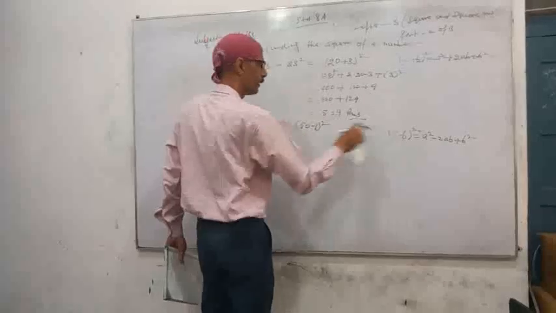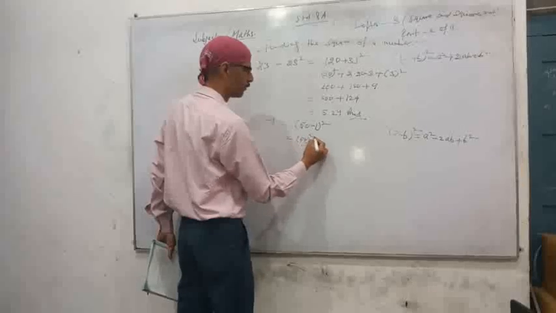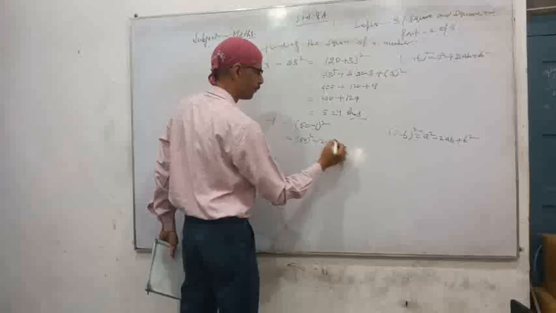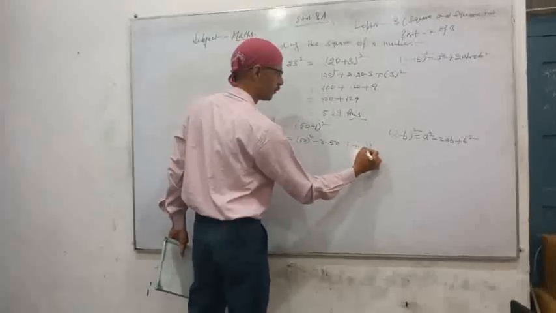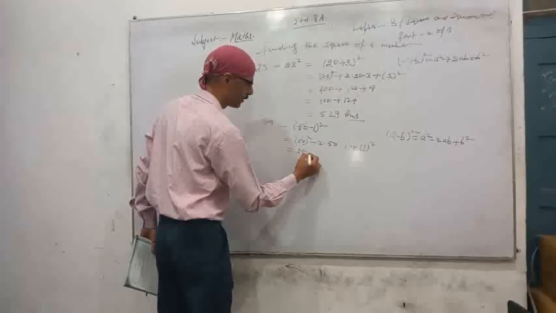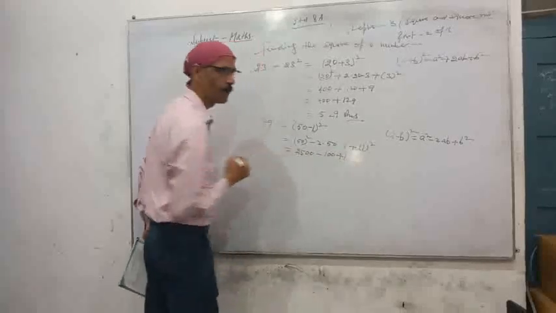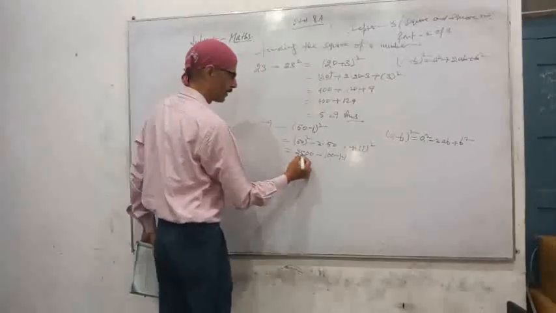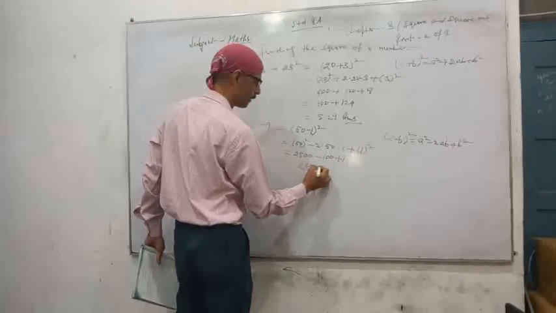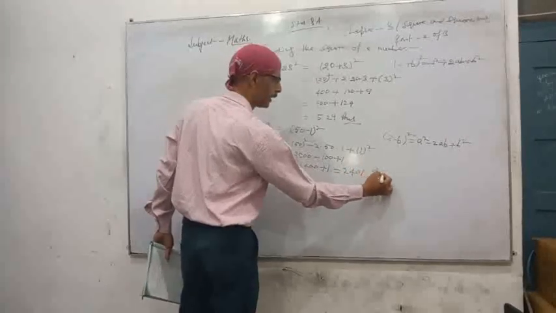So put it in this form: 50 squared minus twice into 50 into 1 plus 1 squared. Then 50 squared is 2500 minus 100 plus 1. Now subtract: 2500 minus 100 is 2400, plus 1 is equal to 2401. Answer.